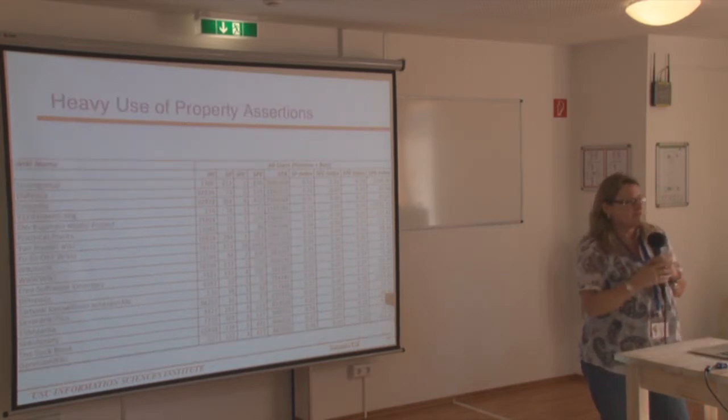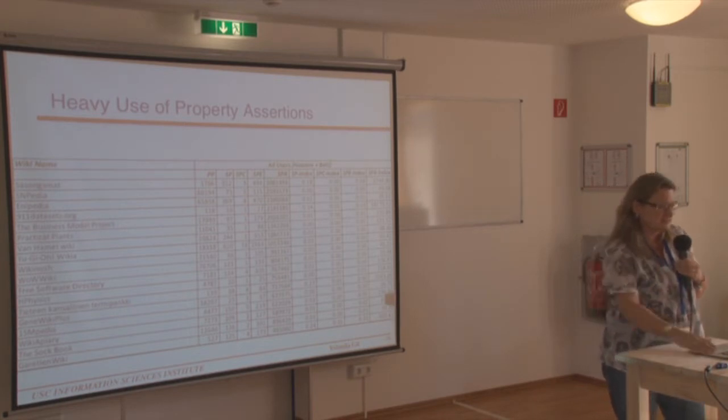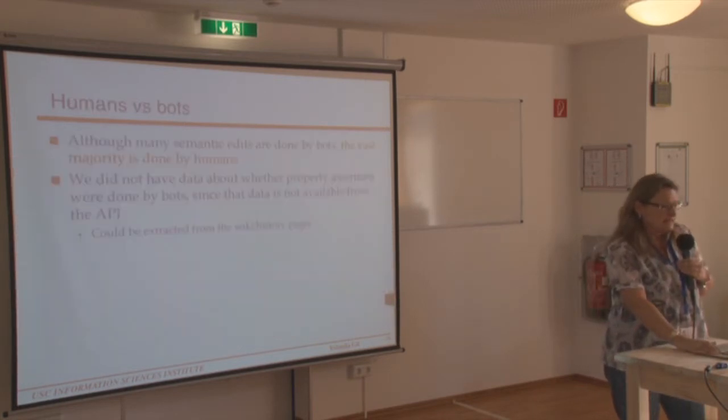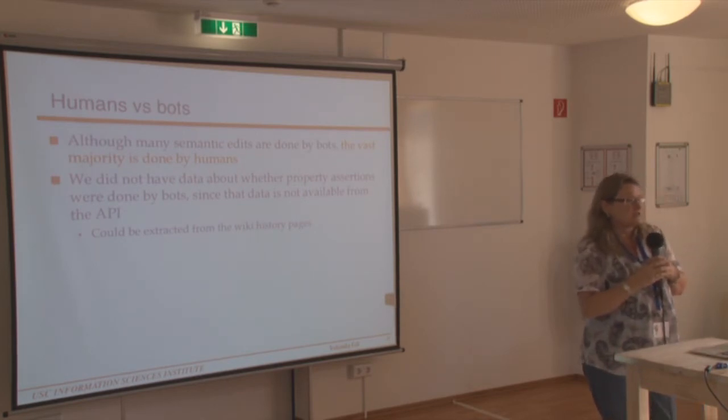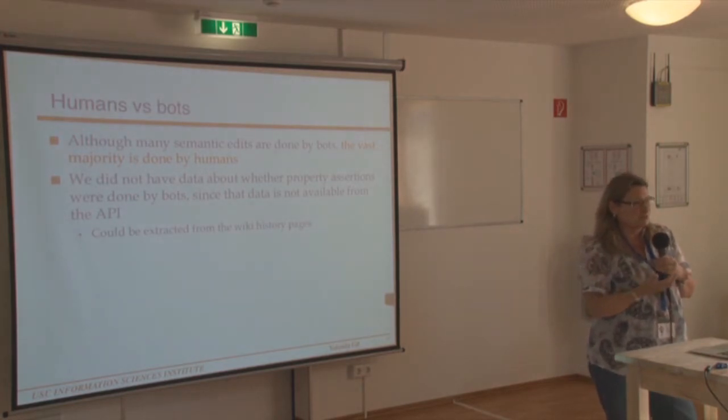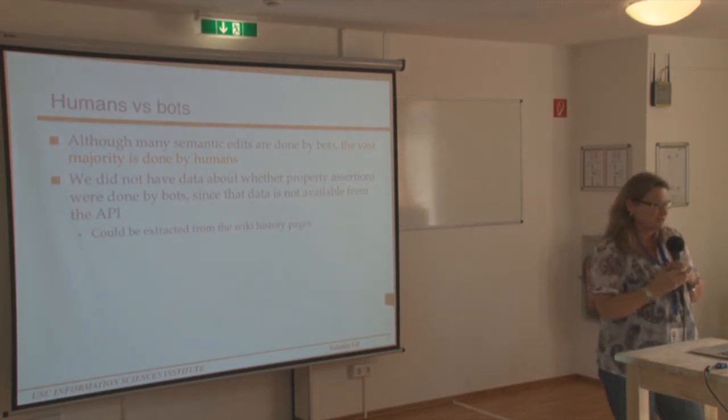Very, very heavy use of property assertions, so hundreds of thousands of assertions is normal. And then finally, most of the assertions were done by humans. I was surprised about this also. I thought that most of them would be done by bots, but that was not the case.